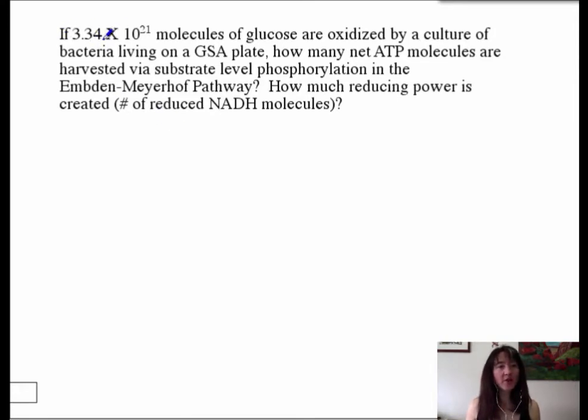So if 3.34 times 10 to the 21 molecules of glucose are oxidized by a culture of bacteria living on a GSA plate, remember that glucose is the source of organic carbon in a GSA plate. So glucose will be oxidized in pretty large amounts on a GSA. This number of molecules is representative of the kinds of amounts that you would find in a GSA. How many net ATP molecules are harvested via substrate-level phosphorylation in the Embden-Meyerhof pathway only? How much reducing power is created?